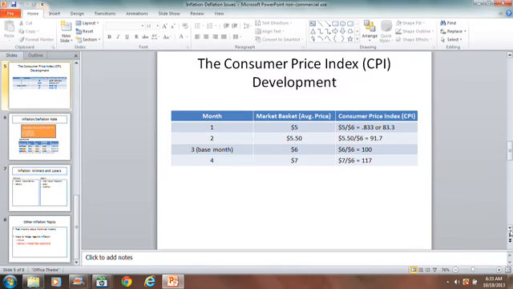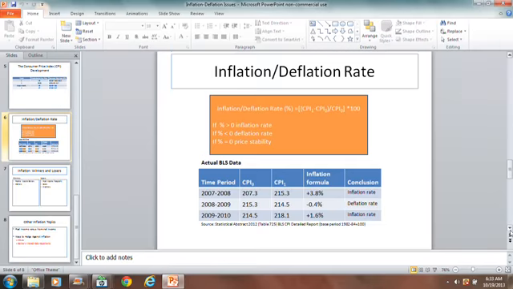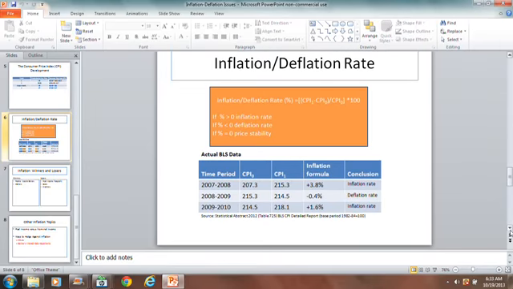Now once I've calculated those CPIs, then I can use them to detect inflation or deflation. And just to illustrate this, I want to use some actual BLS data, and this data is coming from the statistical abstract, which is a nice one-stop shopping for all types of data sources.